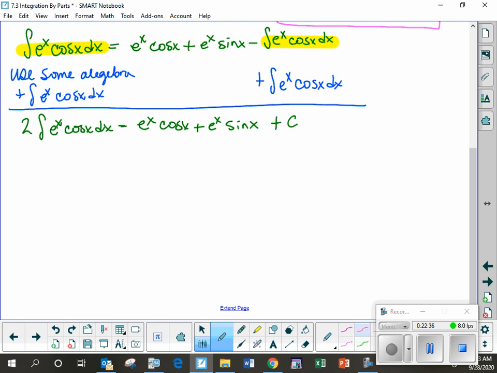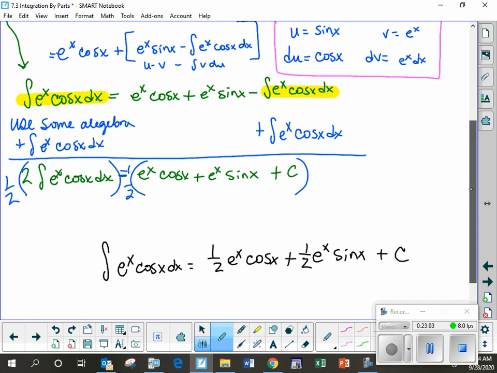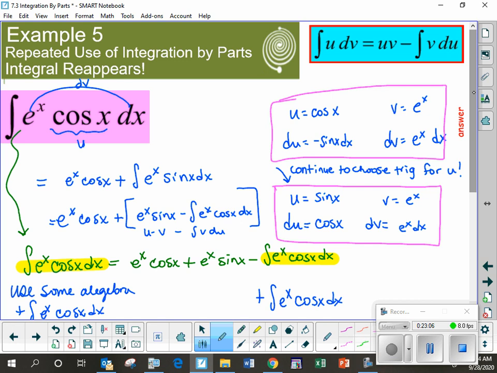So we will, there's an equal sign here, multiply both sides by 1/2. And final answer, the integral of e to the x cosine x dx equals 1/2 e to the x cosine x plus 1/2 e to the x sine x. Half a c is still a c, so we just got a new c. There's our answer. I think of these as being circular style because they do wrap around.